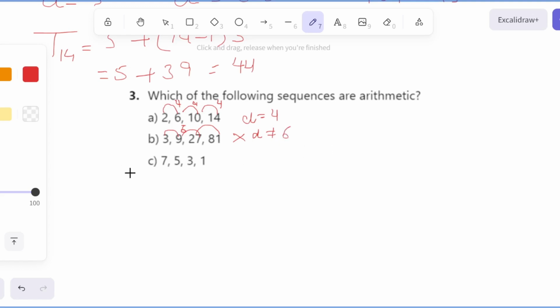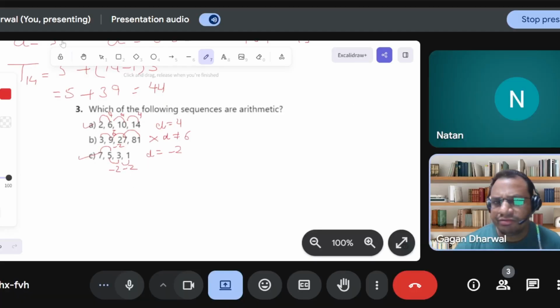It's not the same throughout. Here 5 minus 7 is minus 2, 3 minus 5 is also minus 2, and 1 minus 3 is also minus 2. So the common difference is minus 2 throughout. So A and C are arithmetic progressions, or you can say arithmetic sequences. The rest, B, is not, because the common difference wasn't the same throughout. In the first one the common difference was 4, and in the last one it was minus 2. When we subtracted the previous term from the next, we got the same answer. For the second case, it wasn't 6 throughout.